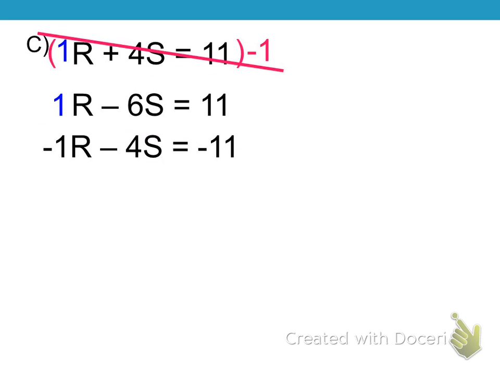Now I'm ready to add the equations. What happens to the R's? They cancel out. What happens to the S's? What? You're just saying cancel out. You're not even listening. What happens to the R's? They cancel. You get 0 R technically. What happens to the S's? You get -10 S.